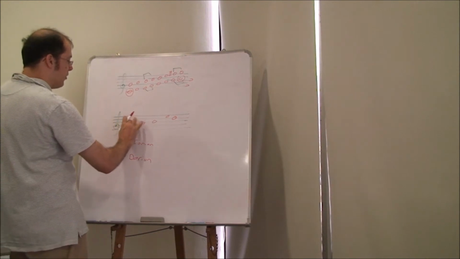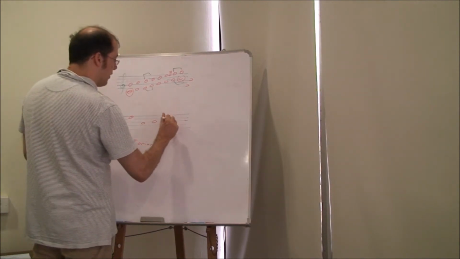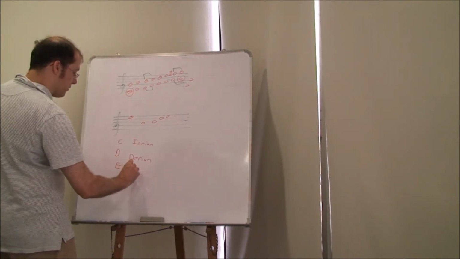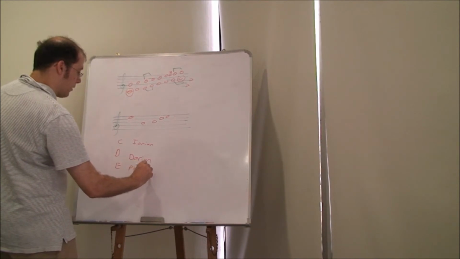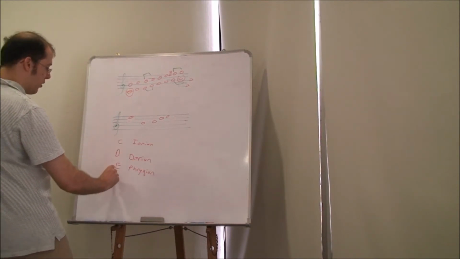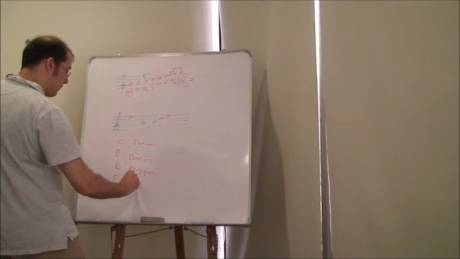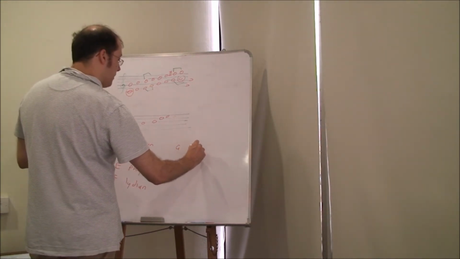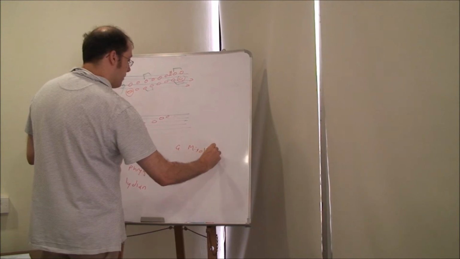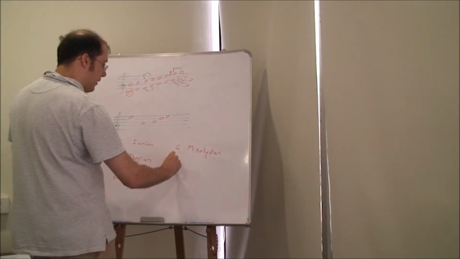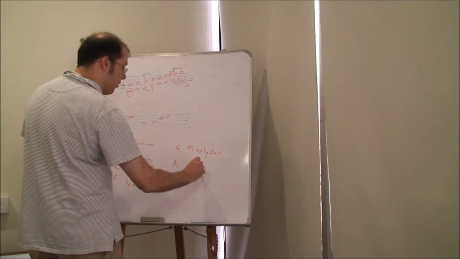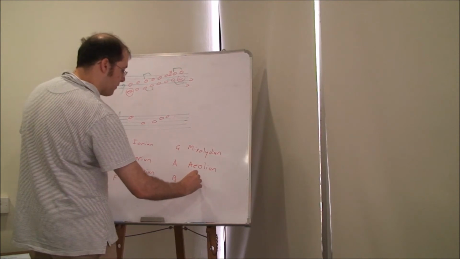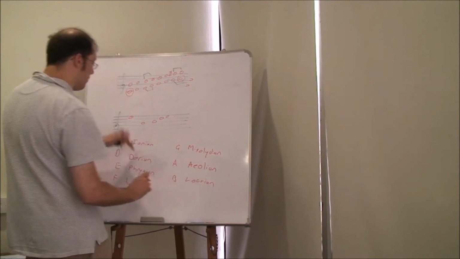And similarly, if we were to focus on the E, we would get E Phrygian. And if we were to do it on F, we would get Lydian. And if we were to do it on G, we would get Mixolydian. And if we were to do it on A, we would get Aeolian. And B, we would get Locrian. And again, if we get back to C, it would be back to Ionian.